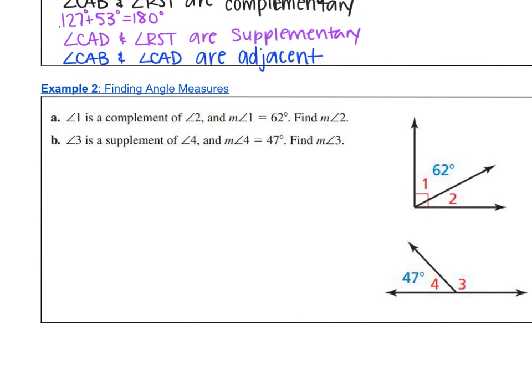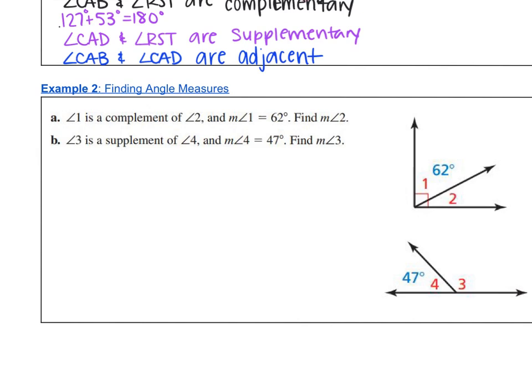So part A, which is going to be this first picture, says angle 1 is a complement of angle 2, and the measure of angle 1 equals 62. Find the measure of angle 2. What it means if they're complements is they add up to 90, and that's why we're able to put that little mark there that represents 90. So I know that these two angles add up to 90.